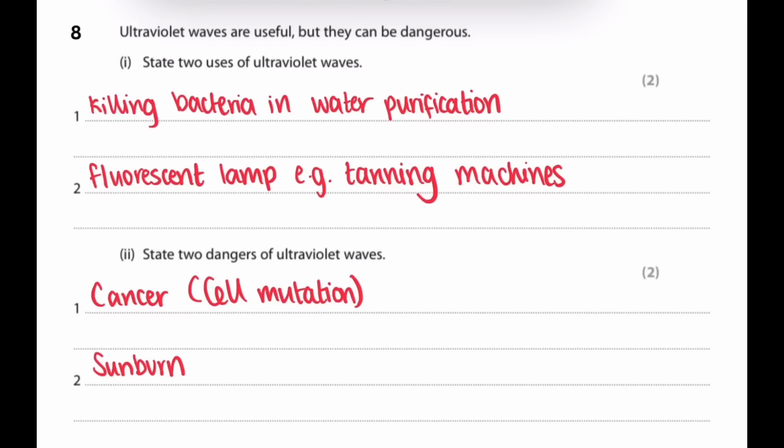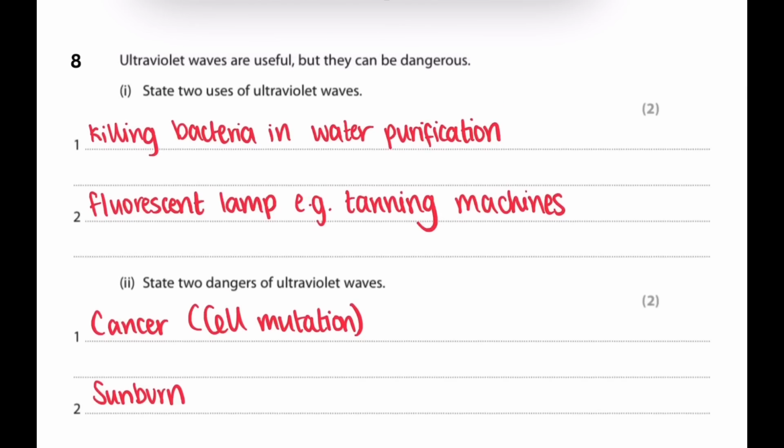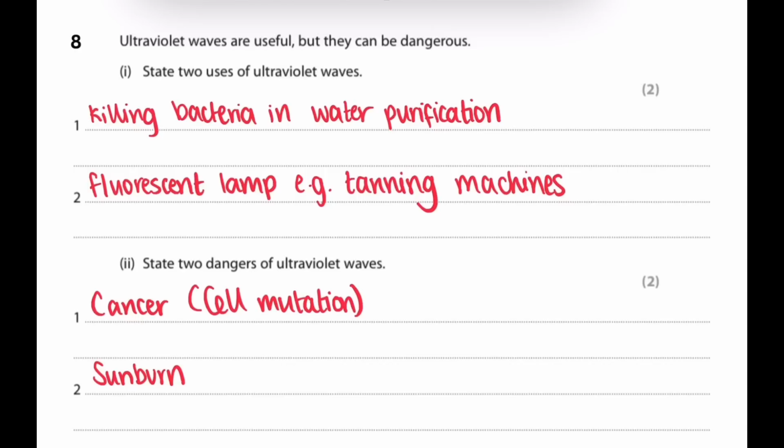Question 8. Ultraviolet waves are useful, but they can be dangerous. State 2 uses of ultraviolet waves. Well, number 1, you're able to kill bacteria during water purification. You can also use fluorescent lamps, for example in tanning machines. I'm sure many of you have heard of tanning machines that use ultraviolet waves. Other examples could also be security markings and also medical uses.